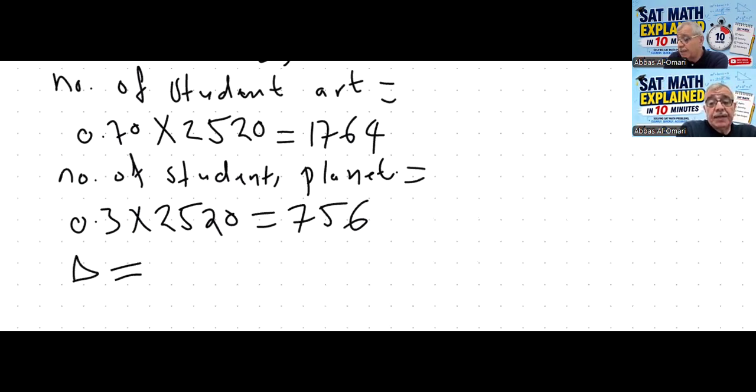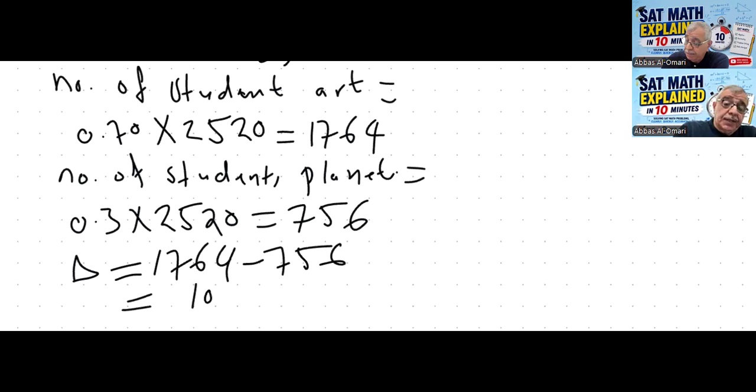1764 minus 756, which equals 1008 students. So this is the answer for this question, 1008 students, the difference between the two groups.